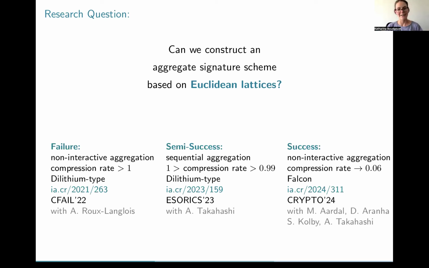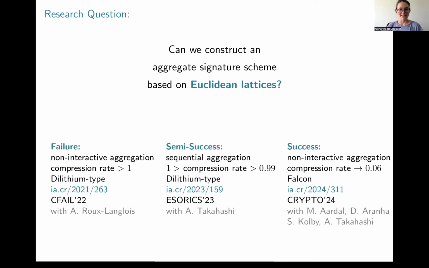So I have, let's say, a failure that I present, which was a first trial together with Adeline Roulon-Noir, where we non-interactively aggregated the lithium type signatures, but our compression rates are larger than 1. That means our aggregate signature is actually larger than just sending the individual signatures, so completely of no interest. But still illustrative, I think.